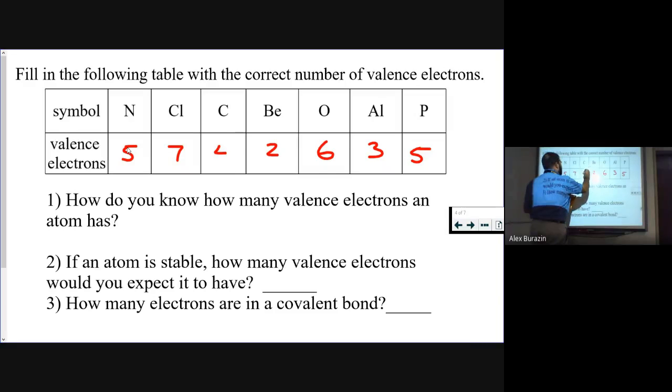Let's try 4. I think I must have been looking at the C or something. That was weird. Anyway, so it's pretty easy. I think you know how to do this.